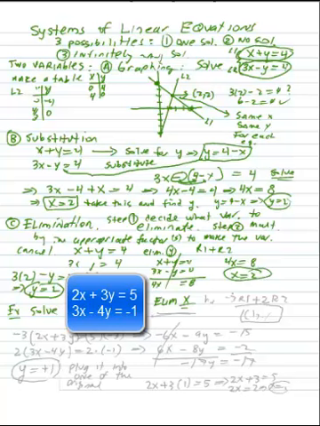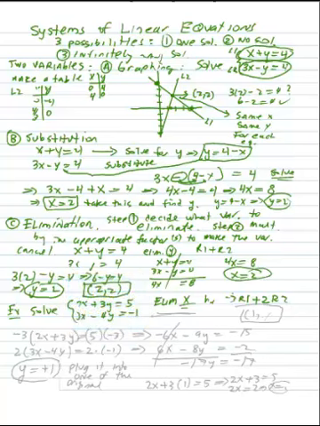We eliminate x by multiplying negative 3 times row number 1 and adding it to 2 times row number 2. So negative 3 row 1 and 2 row 2. Negative 3 times 2x plus 3y equals 5: multiplying both sides by negative 3, we end up with negative 6x minus 9y equals negative 15. And now 2 times row number 2, 2 times 3x minus 4y is equal to 2 times negative 1, and we end up with 6x minus 8y equals negative 2.